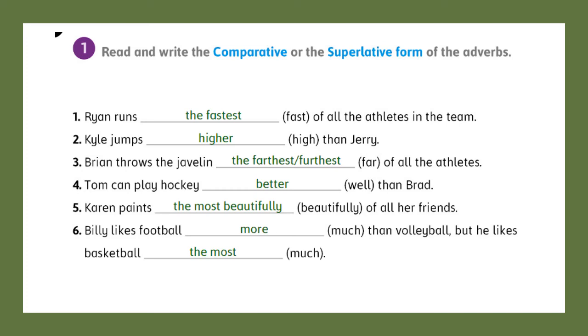Read number 2. Kylie jumps higher than Jerry. Brian throws the javelin the farthest of all the athletes. Tom can play hockey better than Brad. As we know well, here the answer is better. Karen paints the most beautifully of all her friends. Billy likes football more than volleyball, but he likes basketball the most.